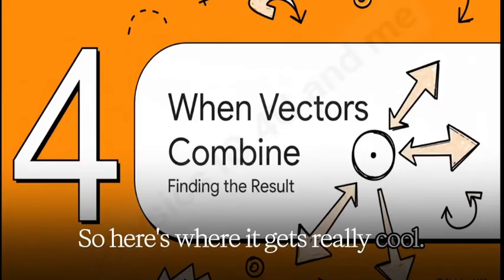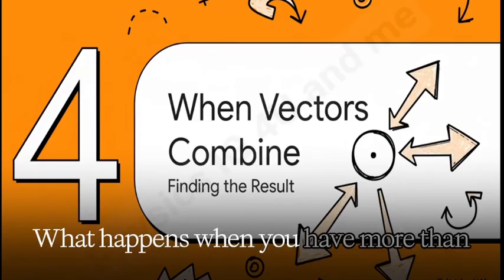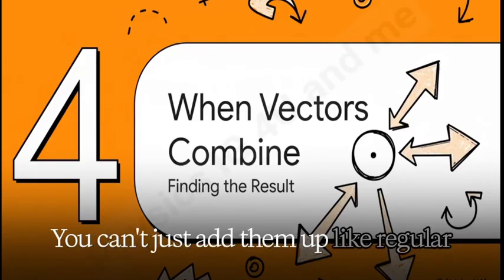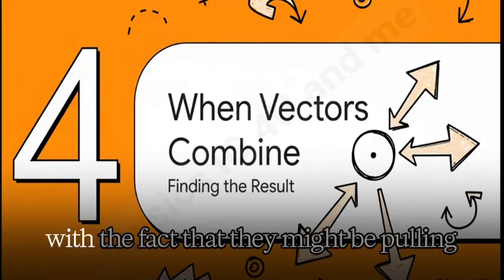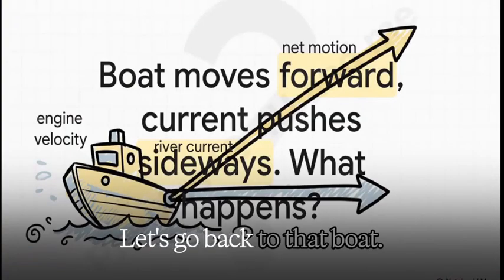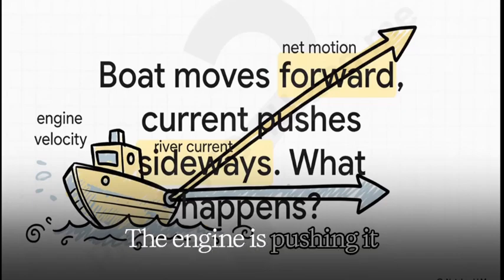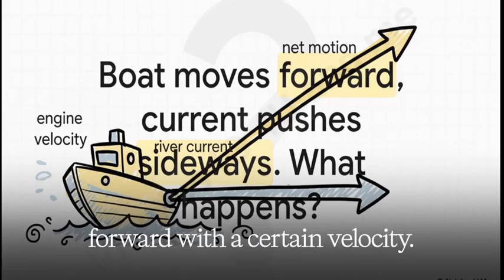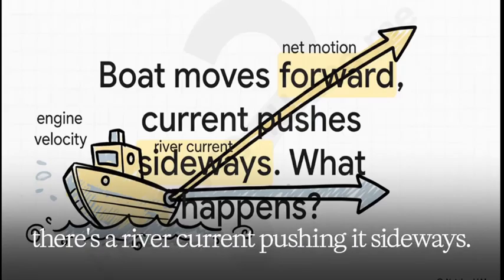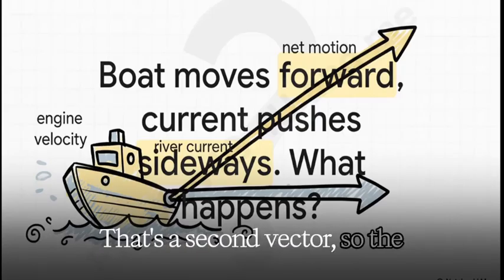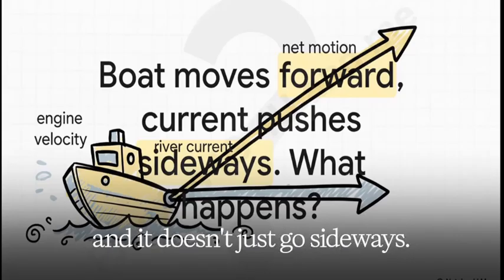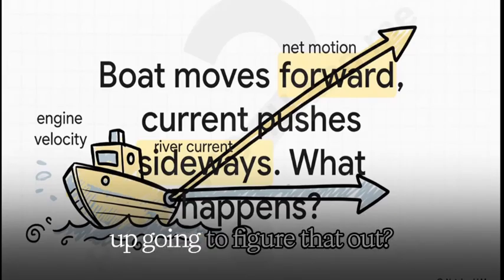So here's where it gets really cool. What happens when you have more than one vector acting on the same object? You can't just add them up like regular numbers because you have to deal with the fact that they might be pulling in completely different directions. Let's go back to that boat. The engine is pushing it forward with a certain velocity. That's one vector. But at the same time, there's a river current pushing it sideways. That's a second vector. So the boat doesn't just go forward, and it doesn't just go sideways. Where does it actually end up going?